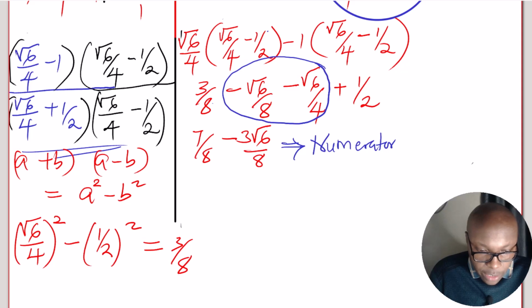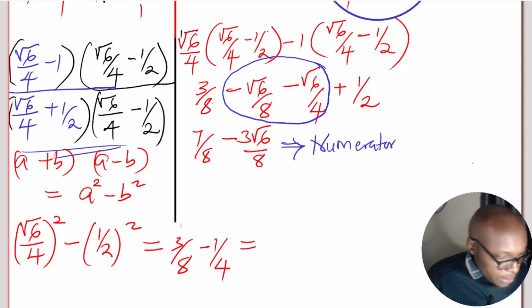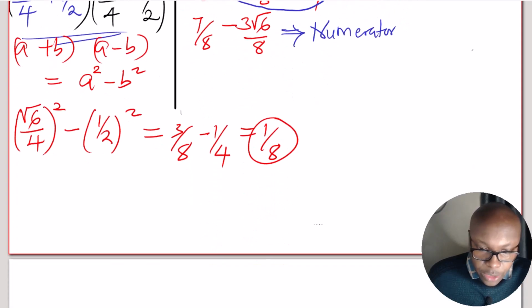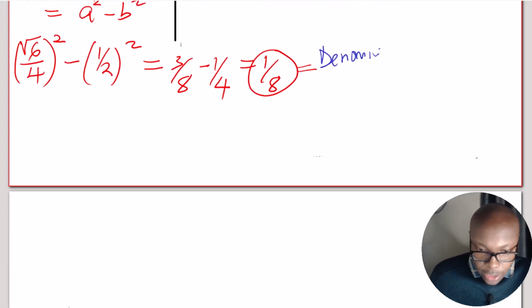That is the first one. Root 6 divided by 4 squared, then half squared will be a quarter. So when you subtract these, just subtract these using a calculator. 3/8 subtract 1/4, this one will give 1/8. And therefore this is the denominator. Now it's time to get the solution. Let us get the answer now.